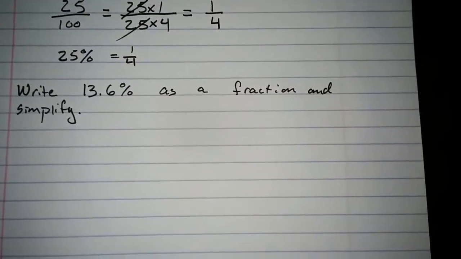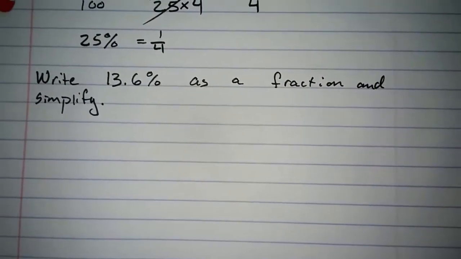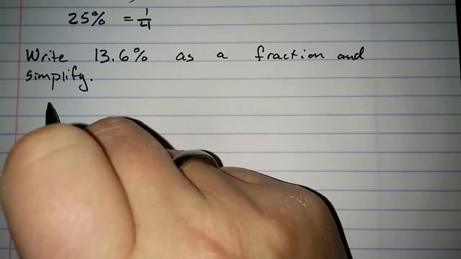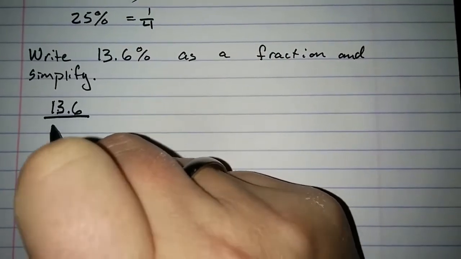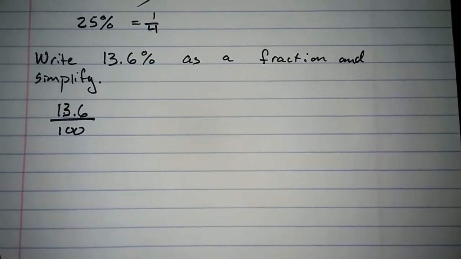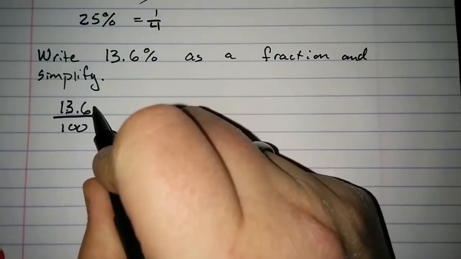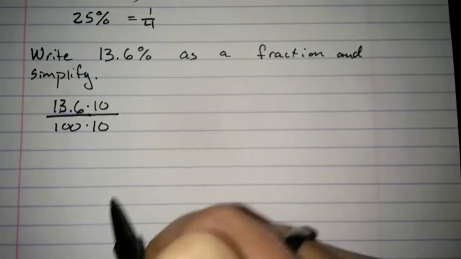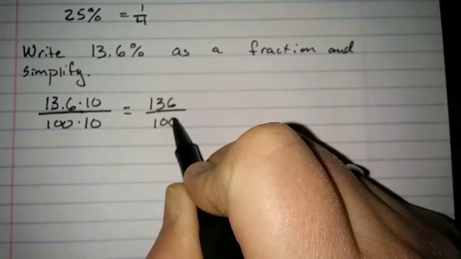try. Let's suppose we'd like to write 13.6% as a fraction, and then simplify. Well, we have 13.6 out of 100. Now, we don't like to have decimals in the numerator and denominator of a fraction. So what should we do? We'll multiply the numerator by 10, denominator by 10. We've got 136 out of 1,000.